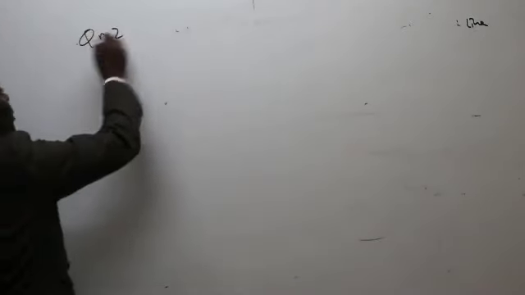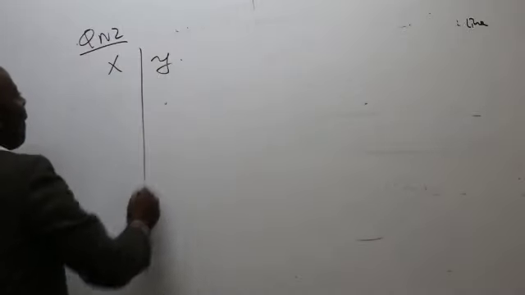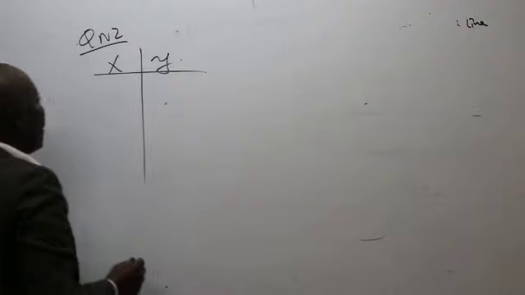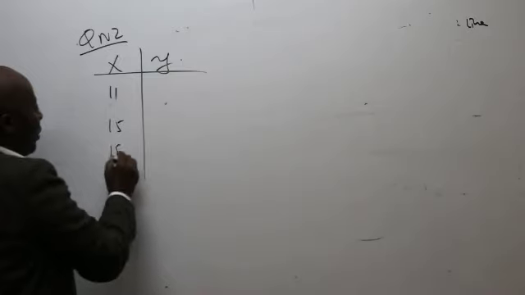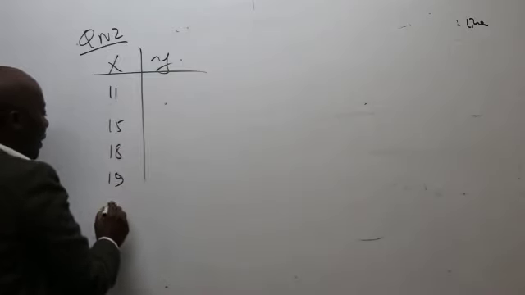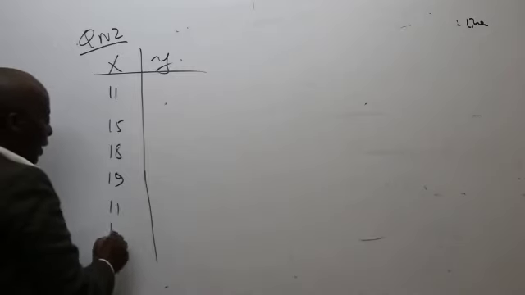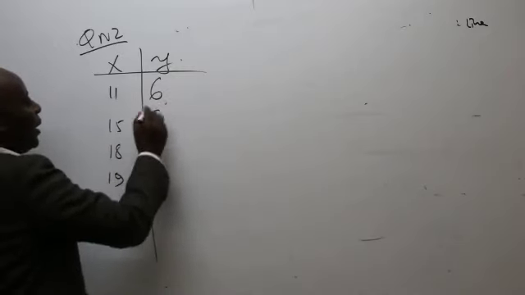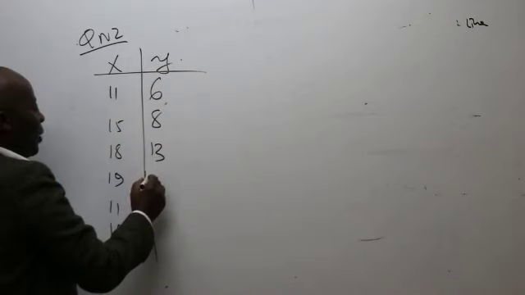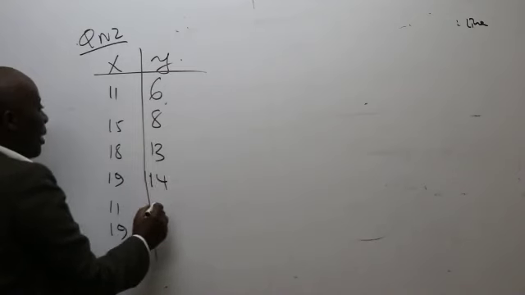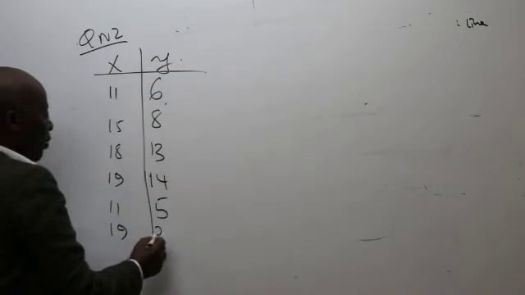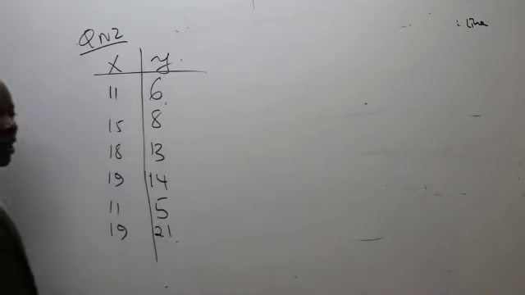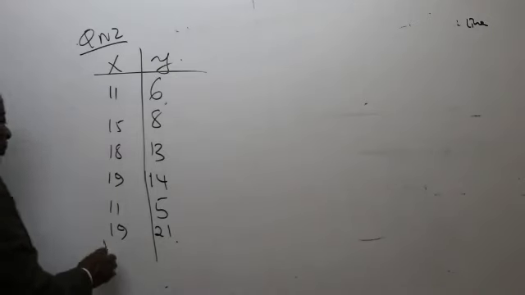We are given here question number 2, X and Y. We have 11, 15, 18, 19, 11, and then 19. Here we have 6, 8, 13, or rather 14. Here we have 5, and here we have 21.